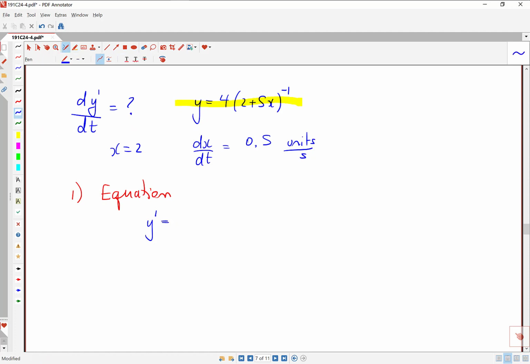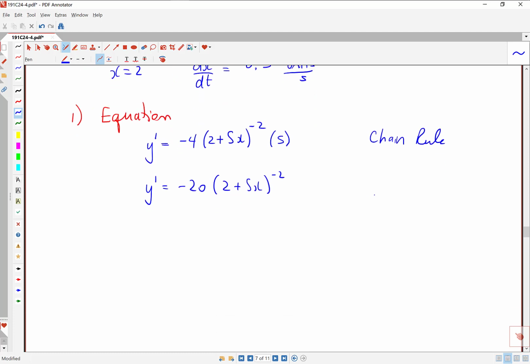So the negative 1 would come down in front, multiply with the 4 to give us negative 4 times 2 plus 5x to the power negative 2. Our power becomes more negative when we take the derivative, and then multiply by the derivative of the inside function, so times 5. So we've got a little chain rule going on there. And then we could clean that up just because we're going to do some further calculation with this. So the 5 and the negative 4 could multiply together, and we could say negative 20 times 2 plus 5x to the power negative 2.